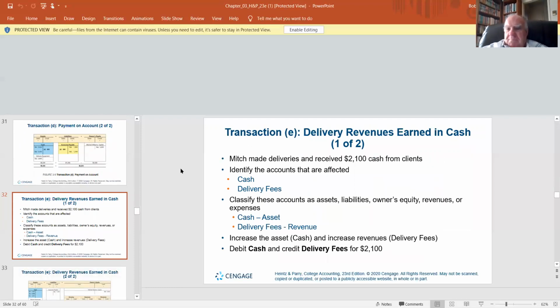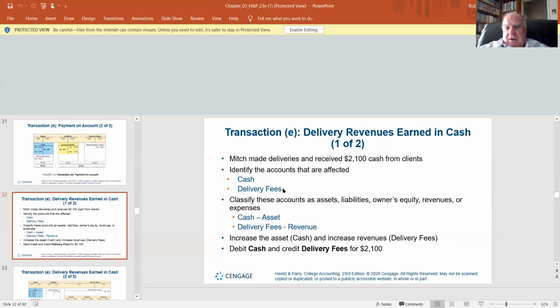Hey, we delivered some pizzas. We delivered $2,100 worth of pizzas to all the dormitories and all the students around town here. And we received $2,100 in cash. This is our first transaction now that brings in a revenue. And a revenue is also a sale. Revenue and sales are interchangeable.